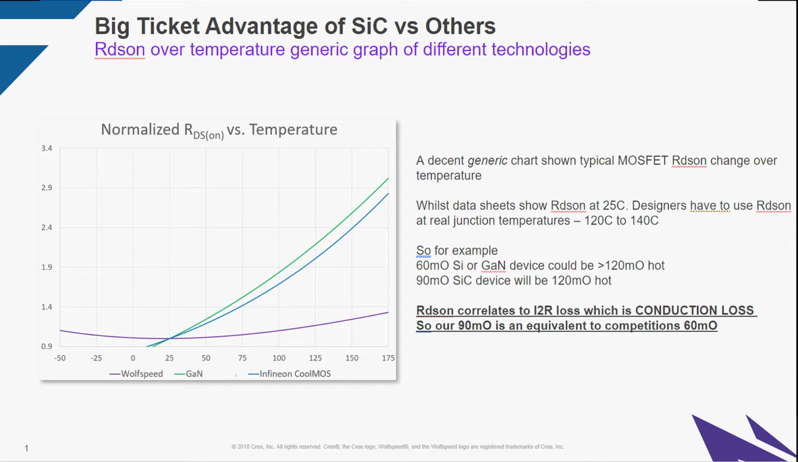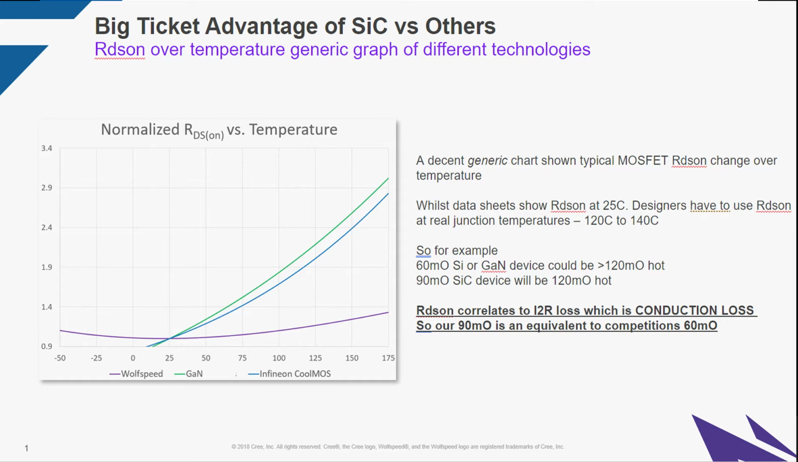But at 25 degrees C, datasheet value, in this case it's going to be 60 milliohms, for example. But as the temperature increases to where you would actually use this part, a junction temperature of 125 up to 175 degrees C, you'll see that our conduction loss, our RDS-on, only really increases by typically around 1.3x over temperature. Whereas if you chose a GaN part, for example, or a superjunction CoolMOS type of part in silicon, both of those technologies will increase 2 to 2.5 times over temperature.